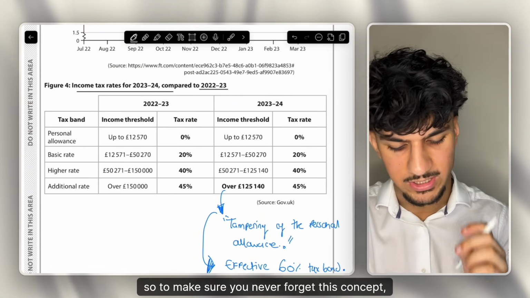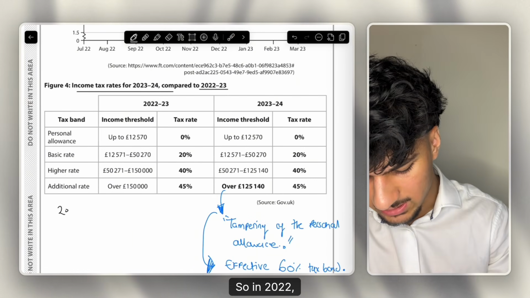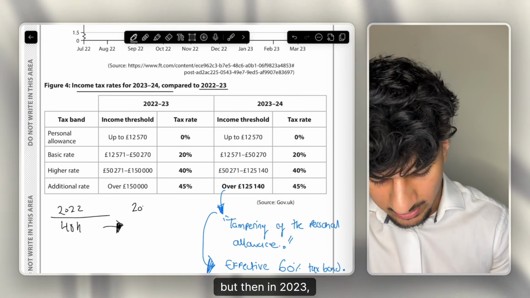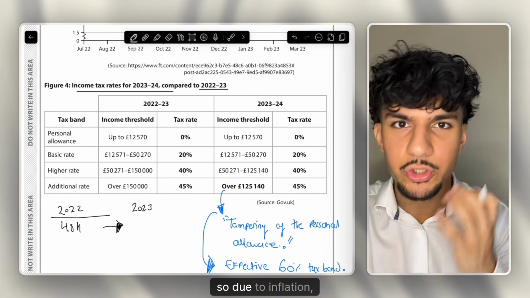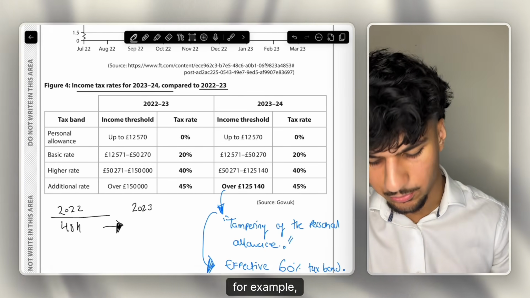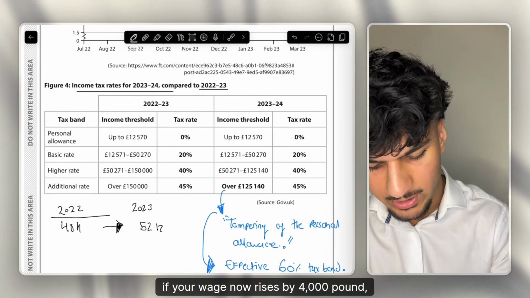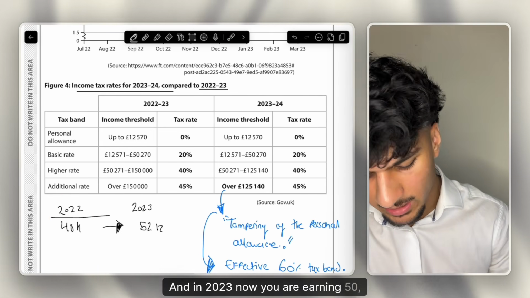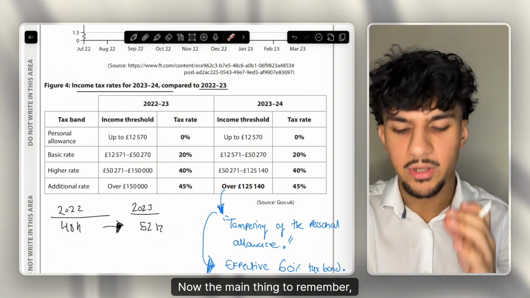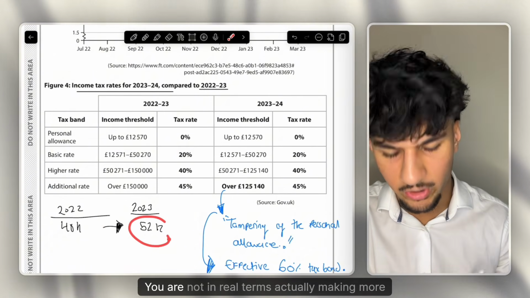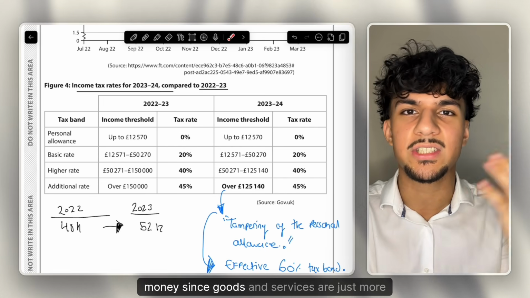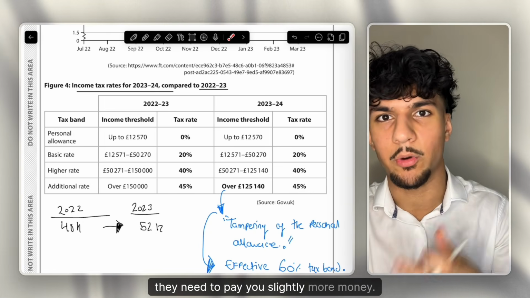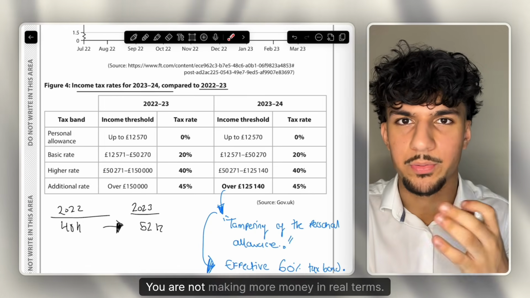So to make sure you never forget this concept, let me explain this really simply. In 2022, if you have a salary of £48,000, but then in 2023, as you know, there's high levels of inflation. So due to inflation, if your wage rises by, for example, £4,000, so in 2022 you were earning £48,000, and in 2023 now you are earning £52,000. Now, the main thing to remember, your wage has risen in line with inflation. You are not in real terms actually making more money, since goods and services are just more expensive now. So for the same purchasing power, they need to pay you slightly more money. So essentially things just cost more, you are not making more money in real terms.